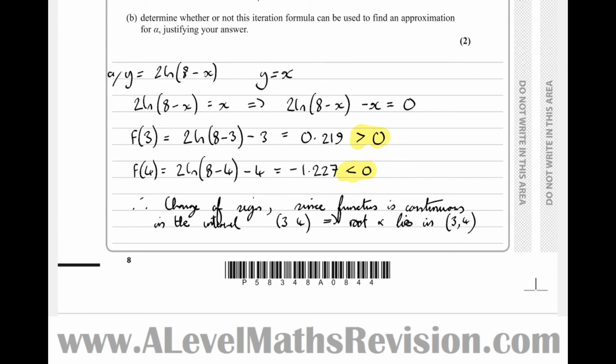So part B: yes, it is suitable as it converges to alpha, forming a cobweb diagram. The key piece of terminology here is converges. The mark scheme also uses the word spirals, but converges and cobweb are very good words to use as well.